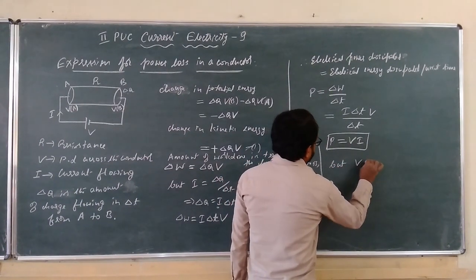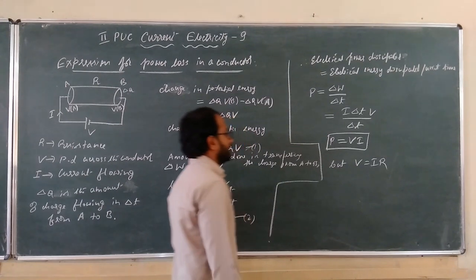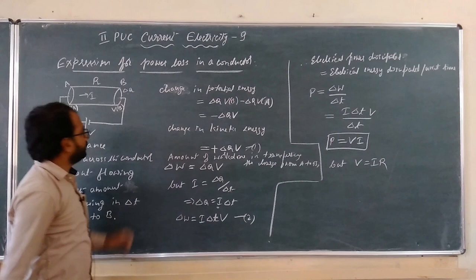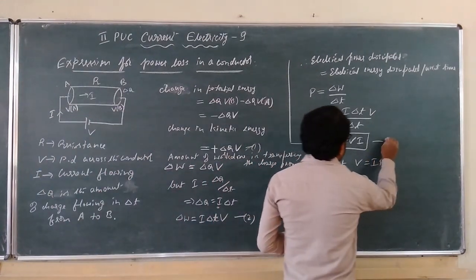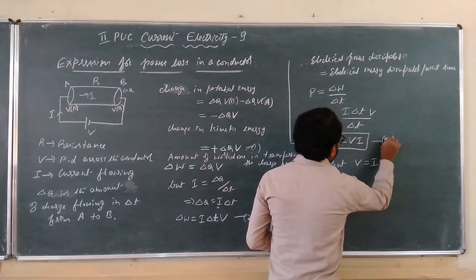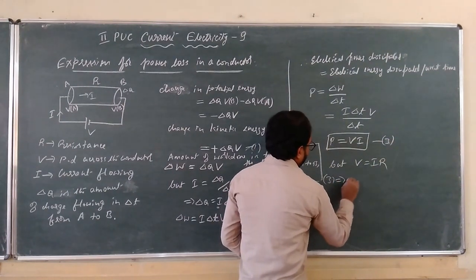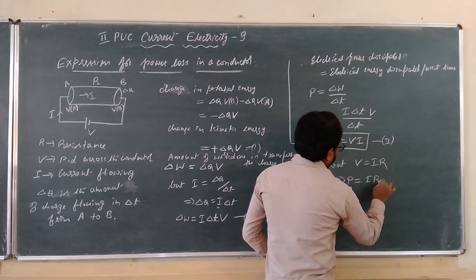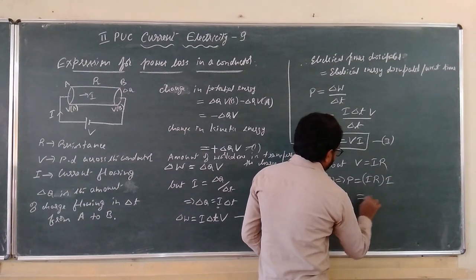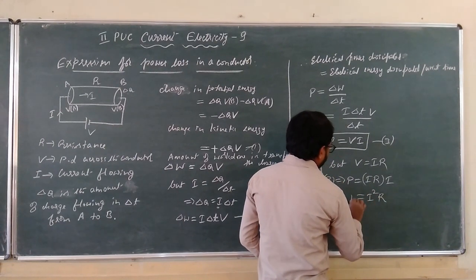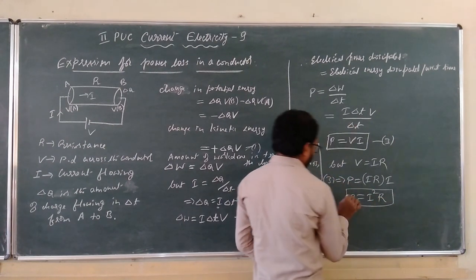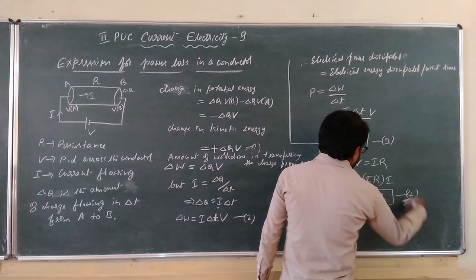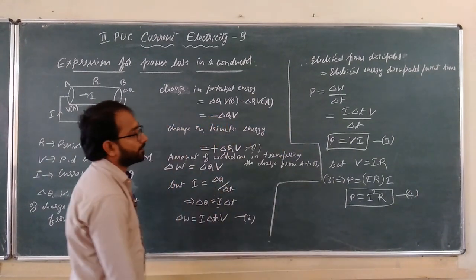But V is equal to I into R, since the conductor has a resistance R, and current flowing through it is I, right? So therefore V is equal to I into R. Therefore this equation now becomes P is equal to IR into I, which is equal to I square R. Okay, right. This is another expression for power in terms of current and resistance.